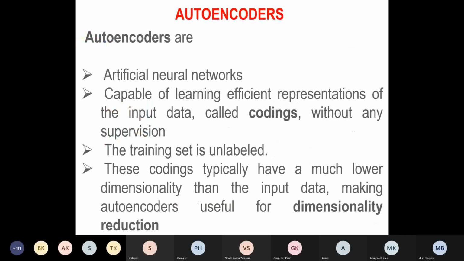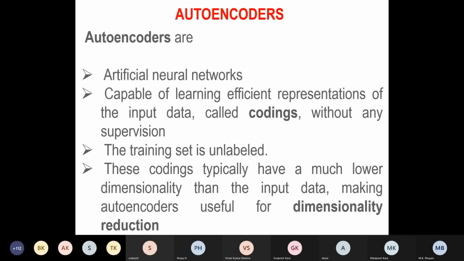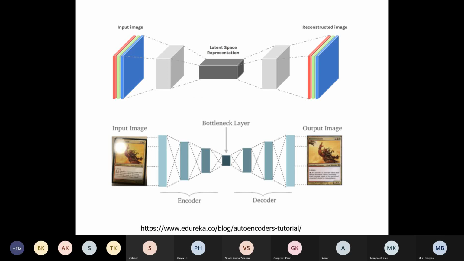This concept, I am not going to explain autoencoders. So what is the function of the autoencoder? I'm not going to explain because of time constraints. So I'm not explaining what the autoencoder is. So I'm skipping this one.